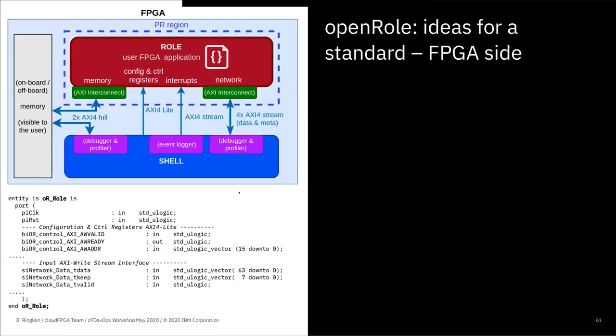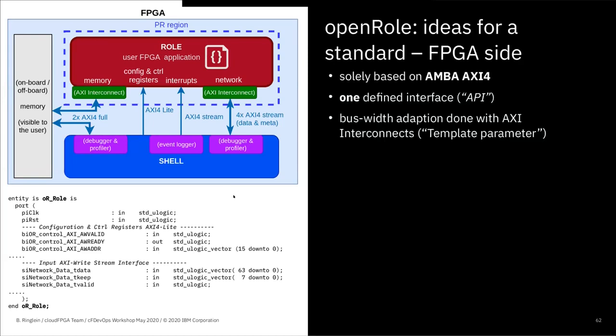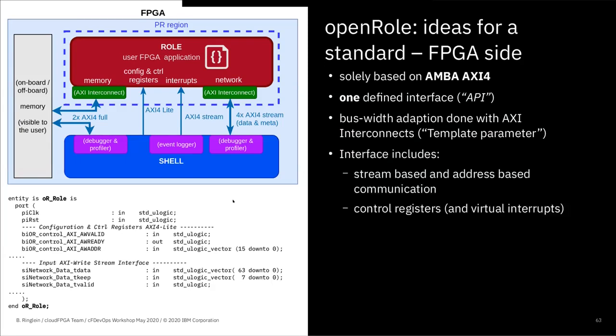So to help the discussion, I will now present some more concrete ideas for this interface definition. The FPGA side of the interface should be based solely on AXI version 4. To achieve the goal of portability without any code change, there should be only one defined interface. Template parameters, for example for bus width or data type, should be possible to achieve with AXI interconnects. That way, every specific shell fits every specific role without trouble caused by template parameters.